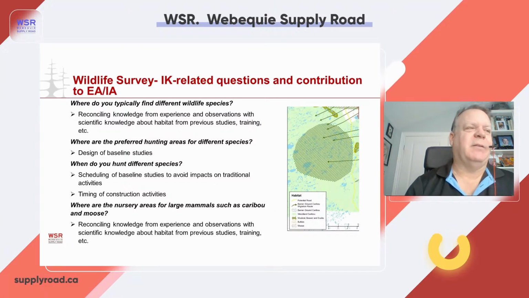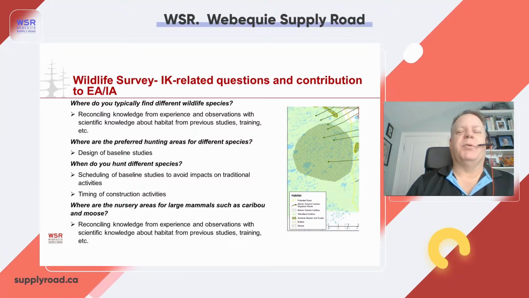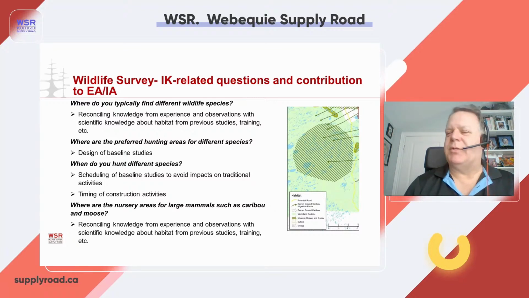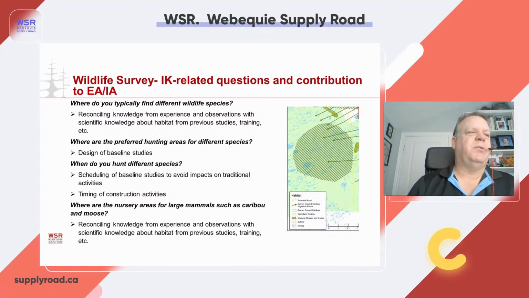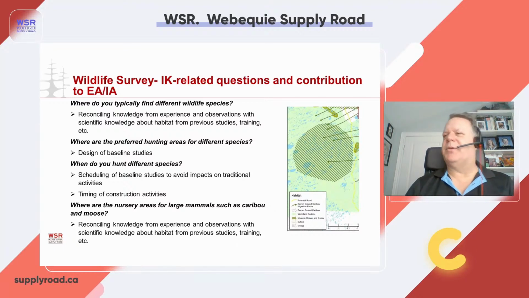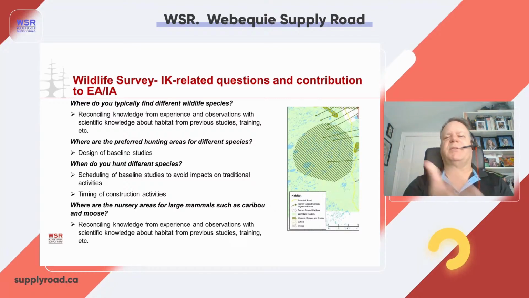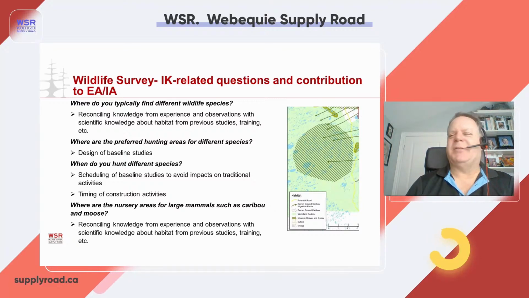And the reason why we might be asking that, one of the reasons, is an operational reason. When we're doing our baseline studies, we don't want to interfere with traditional activities. That's really important, and we want to time construction so that it doesn't interfere with traditional activities too. Another question I put together here was, where are the nursery areas for large mammals such as caribou and moose? Again, our technical team can identify the typical characteristics of these areas, but community members know where these areas are. There isn't always a full overlap between where they are in theory based on physical characteristics versus where they are in reality. So that's always interesting to see.